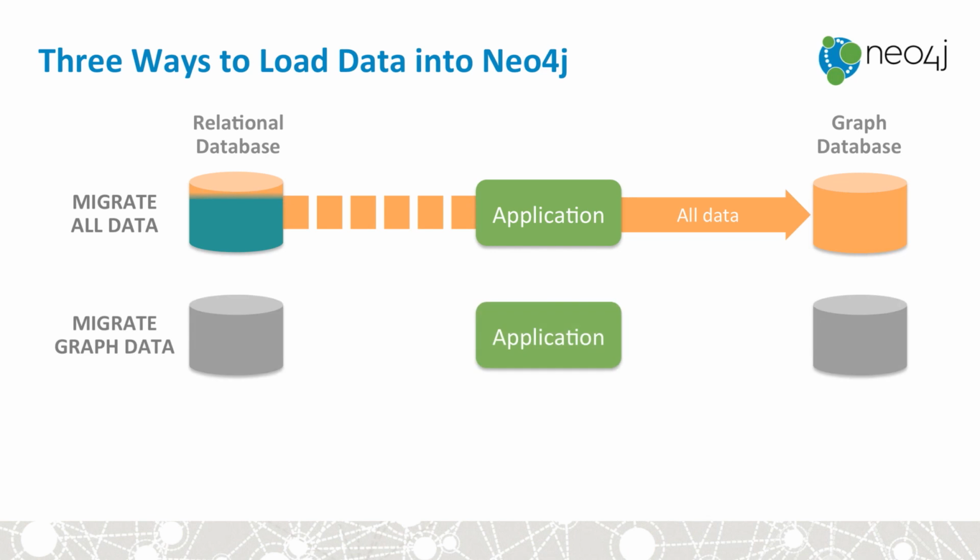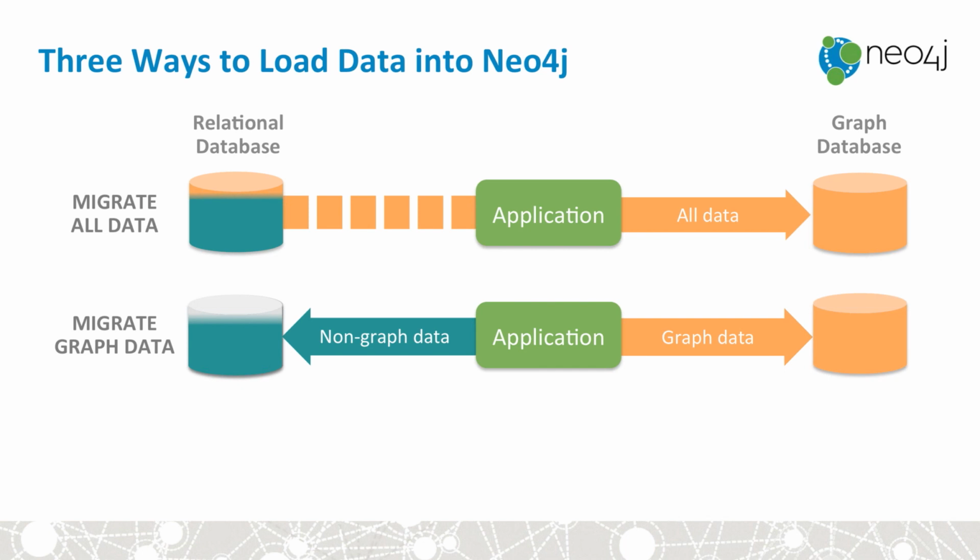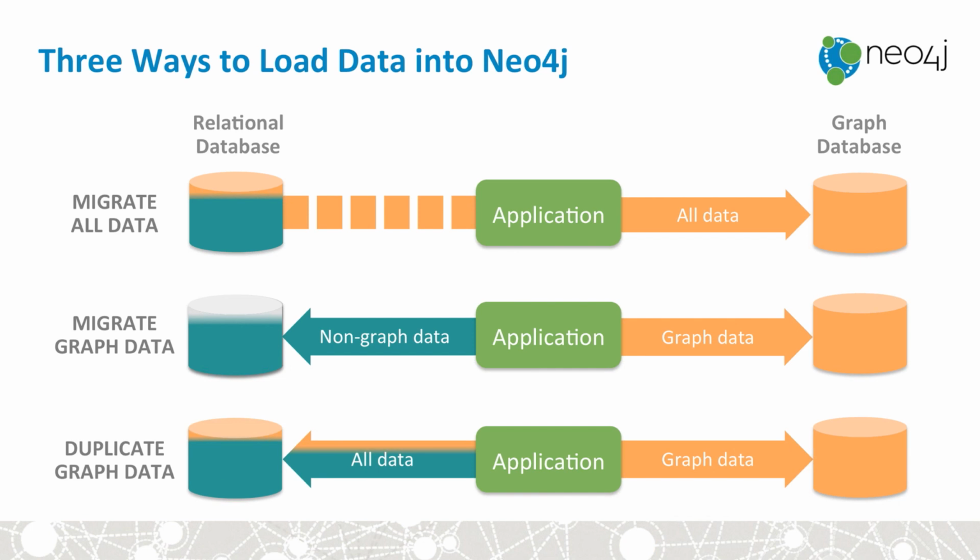But we find people that also just decide to migrate what looks like graph data to them, and they keep their non-graph data in a relational database. So they keep their log type data or event type data in the relational database, and then in the graph database they keep the data where the relationships are the most important. And then some folks really just take all of their data and duplicate it. They keep it in their relational database as well as keep it in the graph database, and they're able to perform both types of queries. So we're seeing all these different scenarios of what we call polyglot persistence of data.